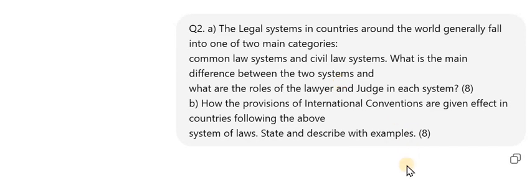Right. The legal system in countries around the world generally fall into two main categories, the common law system and the civil law system. What is the main difference between the two systems and what are the roles of the lawyers and judges in each system? Part B of this question is how the provisions of international conventions are getting effect in countries following the above systems of law. State and describe the example.